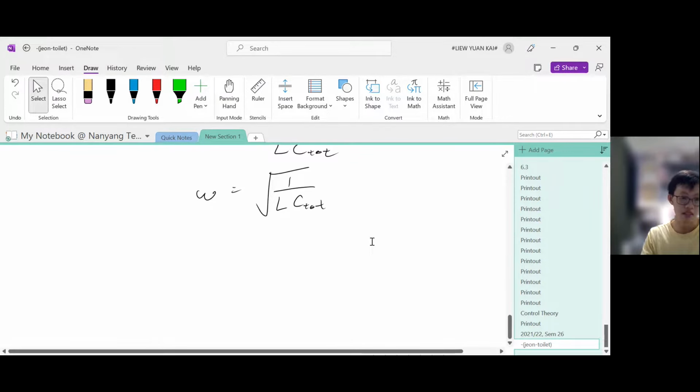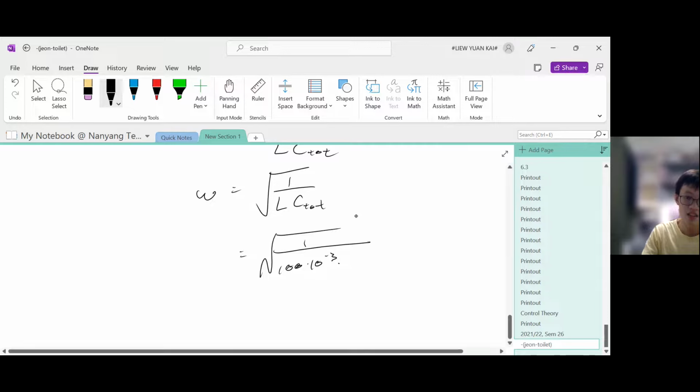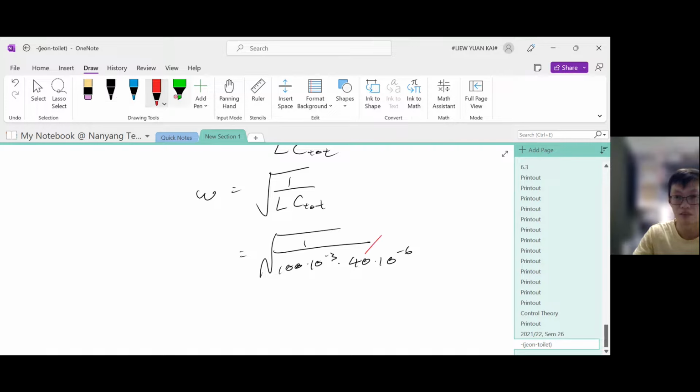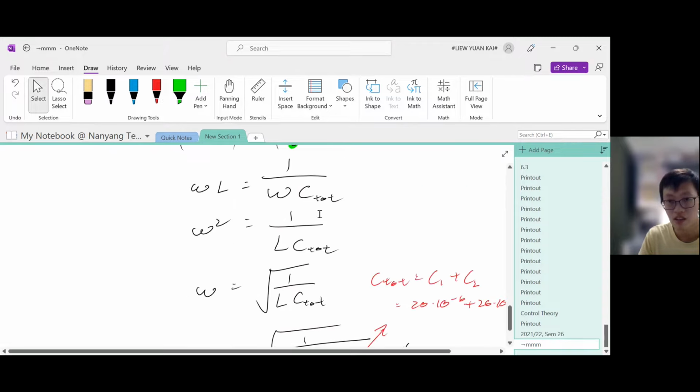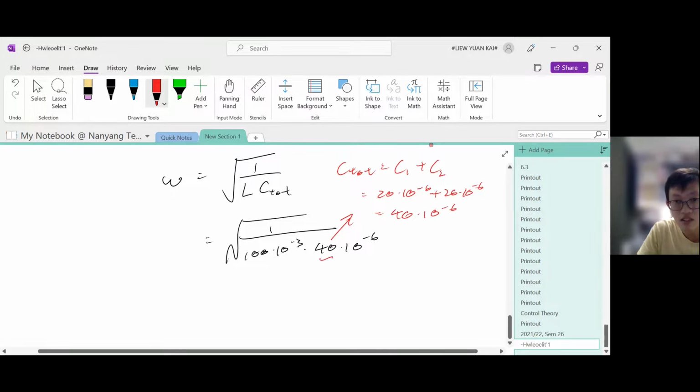Okay, now I have to substitute in the values. So this becomes square root of 1 over 100 millihenries times 40. Okay, how do I get this 40, right? Remember, C total is given by C1 plus C2, and then they are both 20 microfarads. So that's how I got this 40 microfarad. Okay, so this is how I get this.